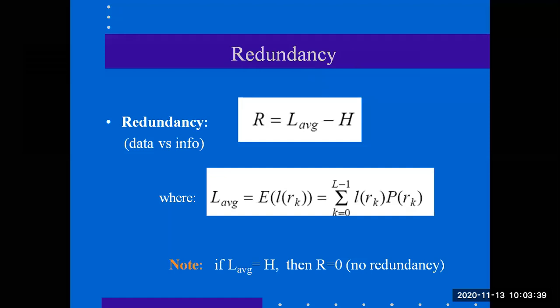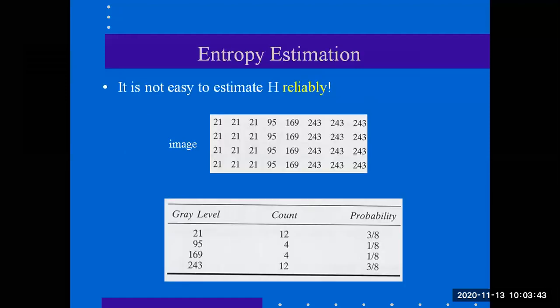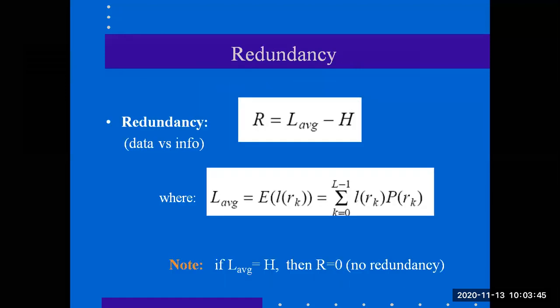Just note down up to this, that's enough. In the last class we will calculate entropy estimation. Up to now we have calculated redundancy with the help of L average and entropy. Entropy is represented with H. With this, I'm concluding today's topic.